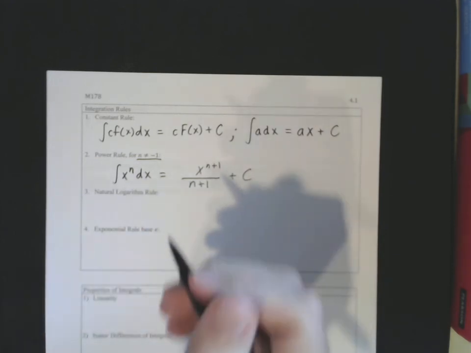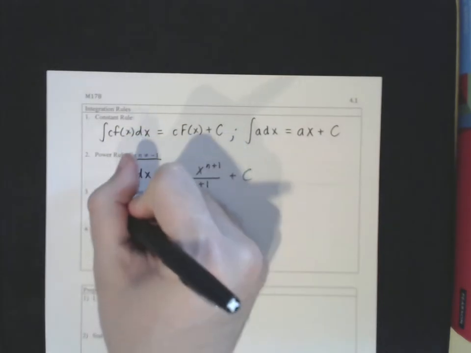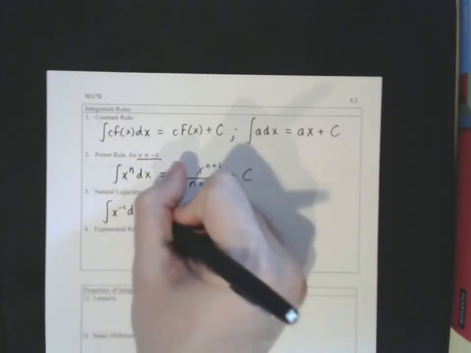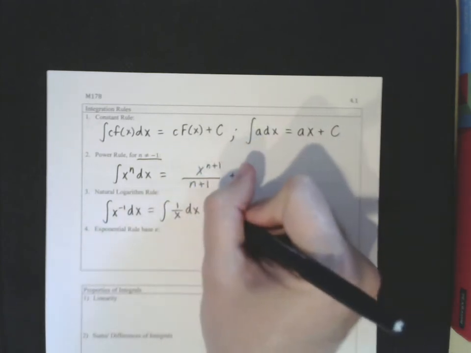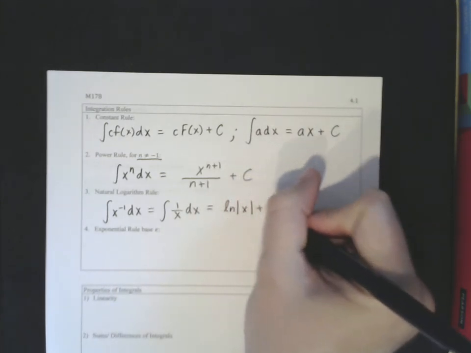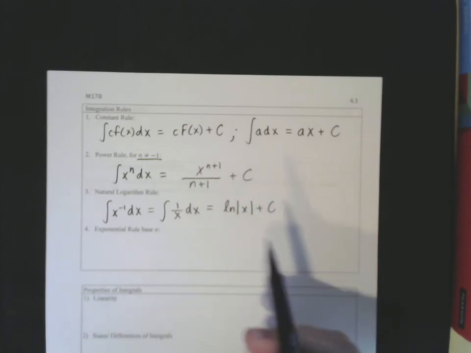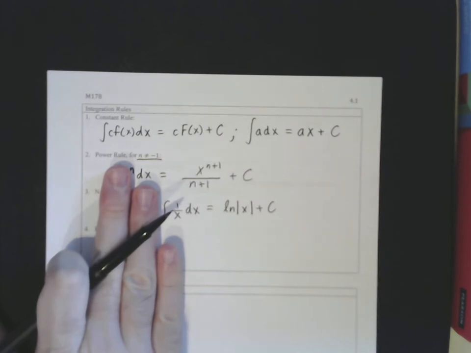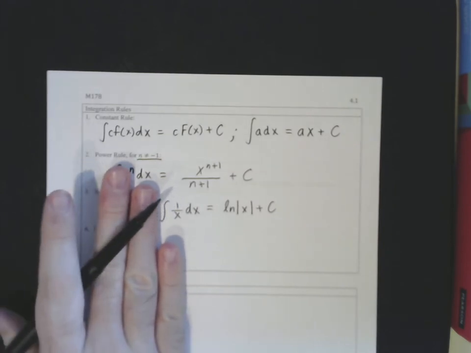Now we have our natural logarithm rule. This is what handles this case that we have to exclude in the power rule. So the integral of x to the -1 dx, which equals the integral of 1 over x dx, is ln of the absolute value of x, plus c. And there's two ways to think about this. One is the direct way. The derivative of ln is 1 over x, so the antiderivative of 1 over x has to be ln.